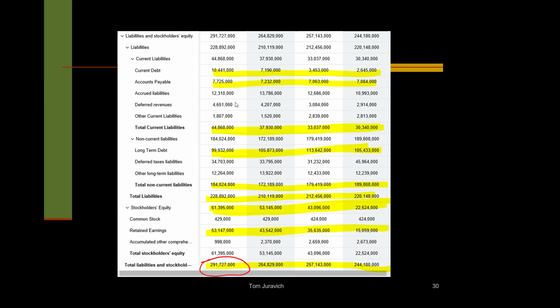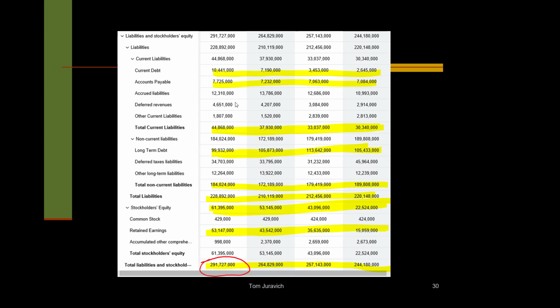Okay, so we have current debt. And here you see something that's very interesting, fairly modest in 2016, but went from 2,645 all the way up to 10,441 in the most recent years. Accounts payable is about the same, but the total current liabilities have gone up significantly from 30,340 all the way up to 44,868. So a rise in current liabilities, mostly because of an increase in short-term debt.